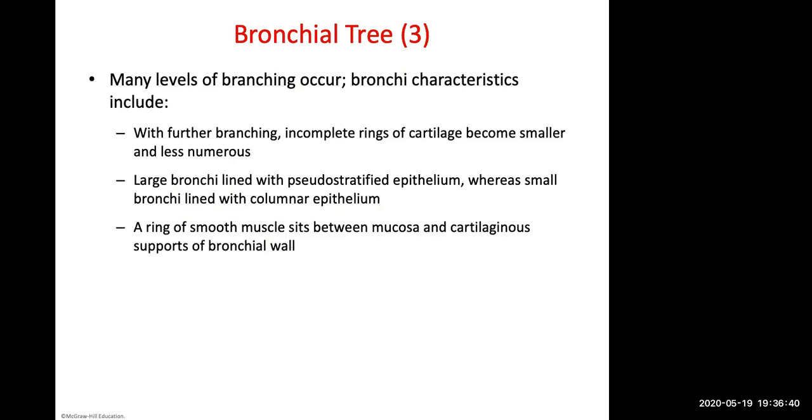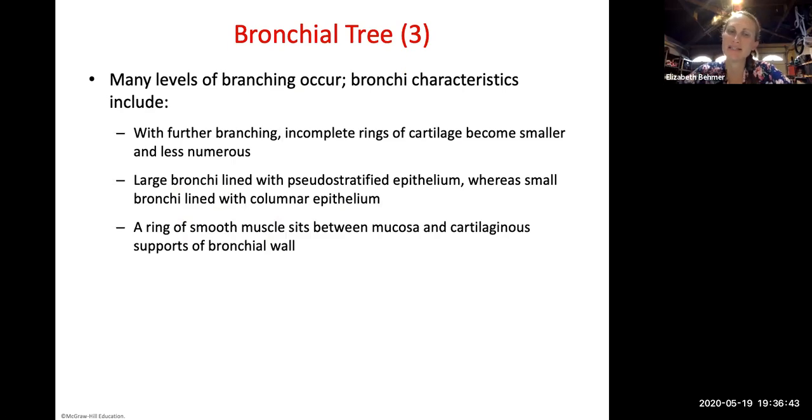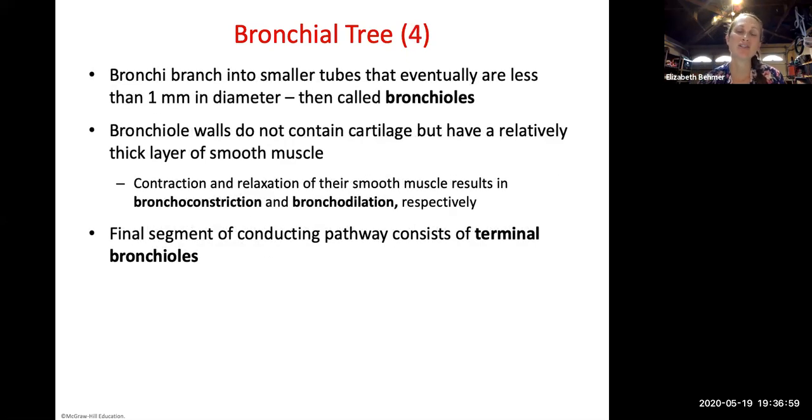So many levels of branching of the trachea occur. The bronchi characteristics include further branching. These rings of cartilage become smaller and less numerous. A ring of smooth muscle sits between the mucosa and cartilage and supports the bronchial wall. The bronchi branch into much smaller tubes that eventually are less than 1 millimeter in diameter, which is incredibly tiny. Think about a millimeter as the teeny tiny lines on a meter stick. So that's the diameter, and when they get to be this small, we call them bronchioles.